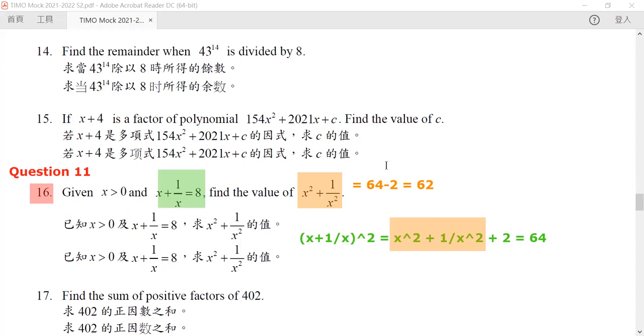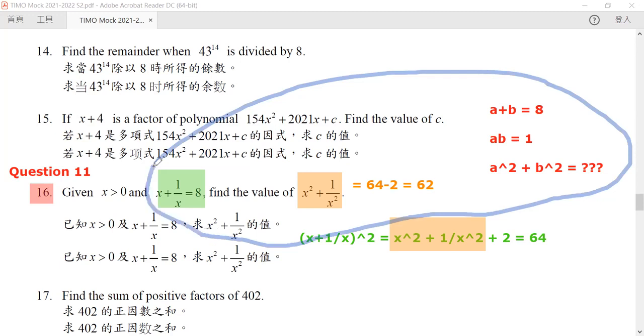This is just the same treatment as in question number 11. As long as you know how to manipulate this equation, you are done. Now we can rewrite this equation in this format, and you will see. It can be a plus b is equal to 8, and ab is equal to 1. And now what we want to ask is a squared plus b squared. What is the answer? These two are equivalent, and you can use the method that you used in solving question 11 to solve question 16. It's just that it's not that trivial to see that question 16 is just another case of question 11. Okay, so let's go to our question 17.